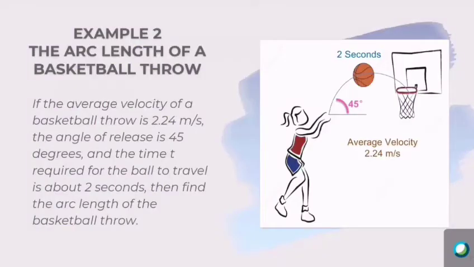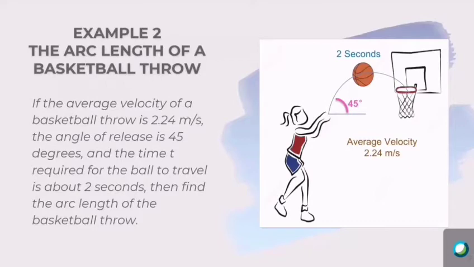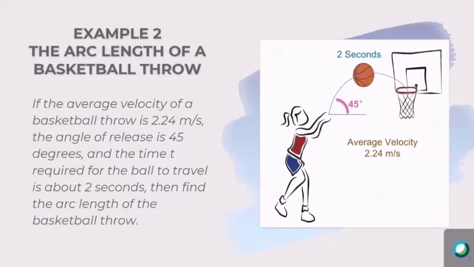In example 2, we use differentiation and integration to find the arc length of a basketball throw. If the average velocity of a basketball throw is 2.24 m/s, the angle of release is 45 degrees, and the time required for the ball to travel is about 2 seconds, then find the arc length of the basketball throw.